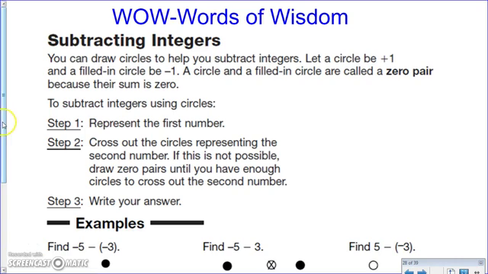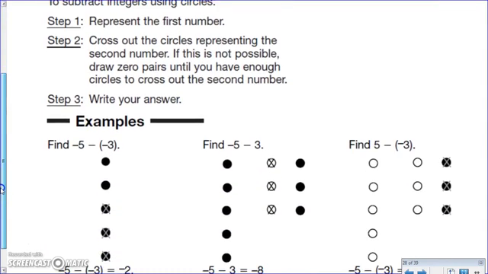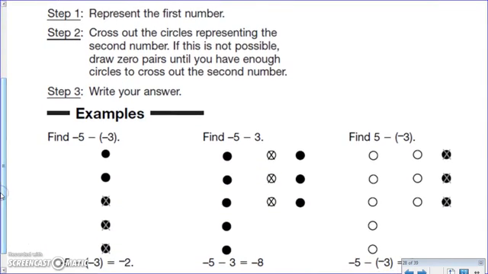Step 1, represent the first number. So in our example here, we have -5 represented. Step 2, cross out circles representing the second number. If that is not possible, draw zero pairs until you have enough circles to cross out the second number. So here we have -3, so we're subtracting -3, so we're going to cross out 3 of them there, so we're left with -2.